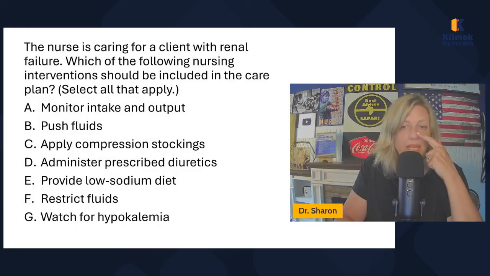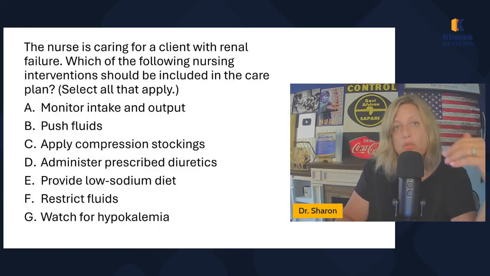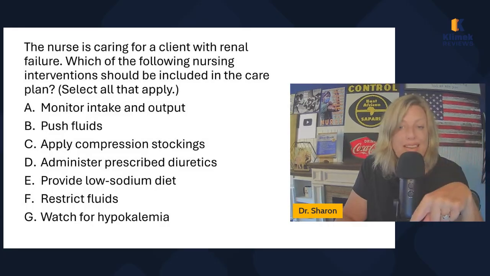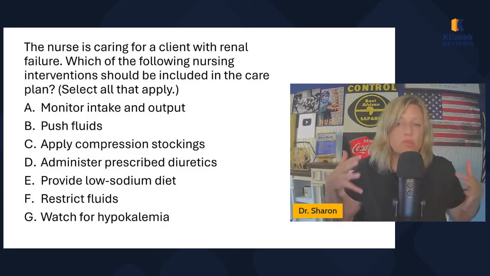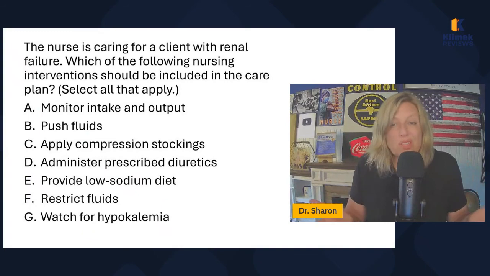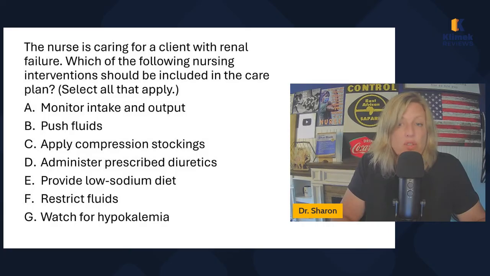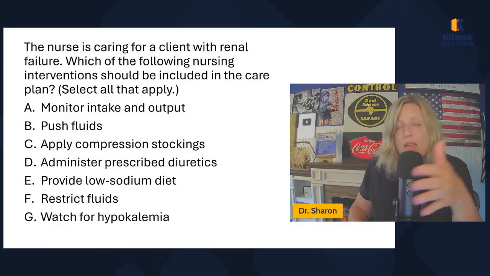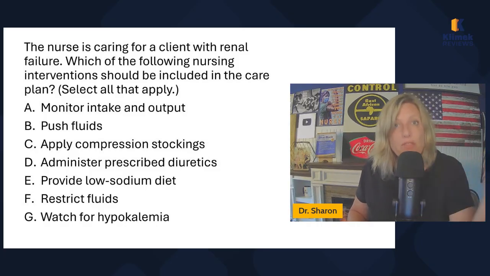Administer prescribed diuretics. Well, they're prone to what? They're prone to fluid retention or fluid volume overload. And diuretics can help with that. So yeah, I'm going to administer diuretics. Provide low sodium diet. They're prone to fluid retention. So low sodium diet is pretty common intervention for that. So yeah, restrict fluids. Well, they're prone to retaining fluids and fluid volume overload. So if I restrict fluids, remember, restricting fluids means under 2,000 mils a day. Okay, under 2,000 mils a day prevents fluid volume overload for people who are prone to it.